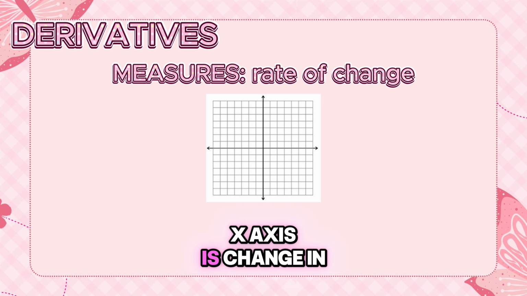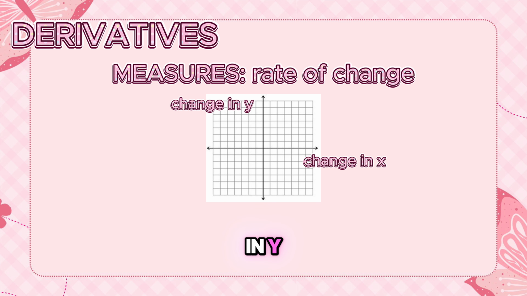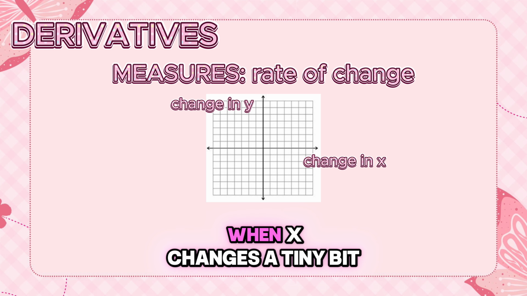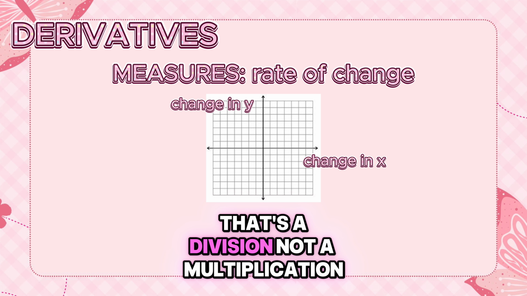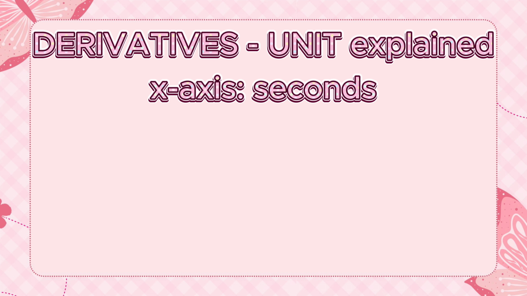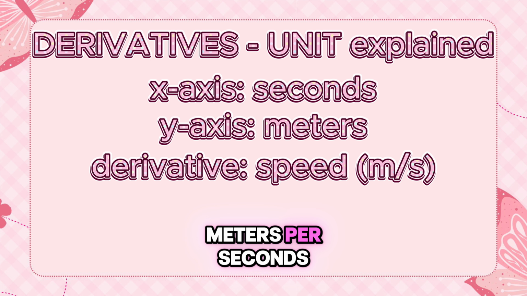X-axis is change in x, y-axis is change in y. We are asking how much does y change when x changes a tiny bit. That's a division, not a multiplication. So for the unit logic, if x is in seconds, y is in meters, then the derivative has units meters per second.